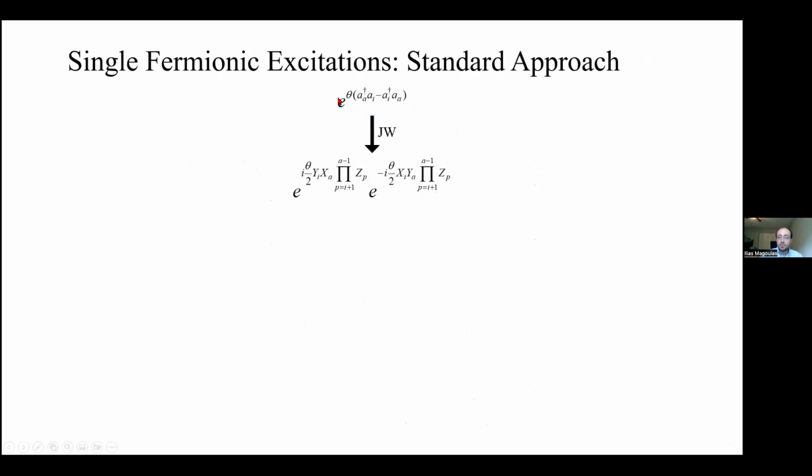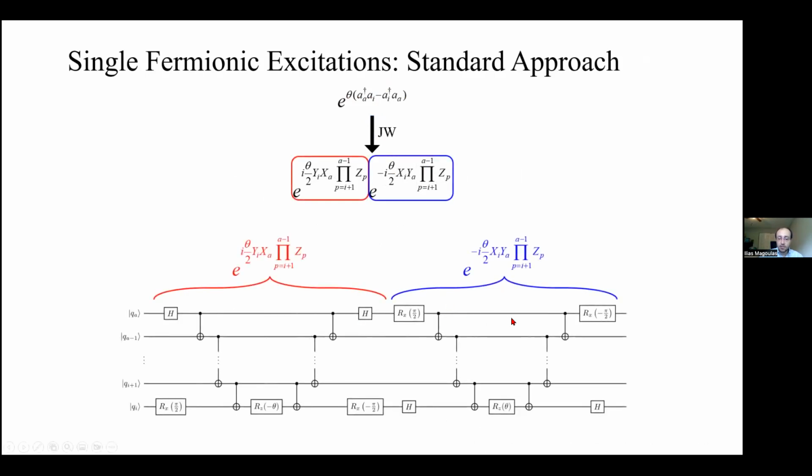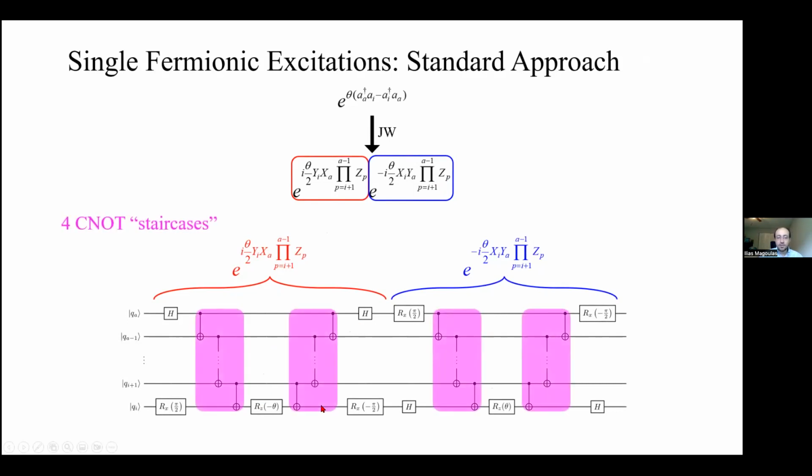So now that we know how we can translate this into this, the next thing to look at is the corresponding quantum circuit. And this is how the quantum circuit will look like. On the left, we have the quantum circuit representing the first exponential, and on the right, the quantum circuit representing this exponential. We see that the quantum circuit contains single qubit gates, which are these boxes shown here, and 2 qubit gates, which are the CNOTs. The important thing to note is that we need 4 CNOT staircases to implement a single fermionic excitation.